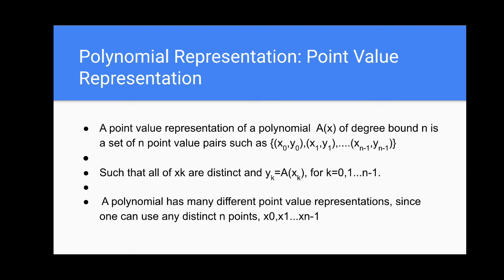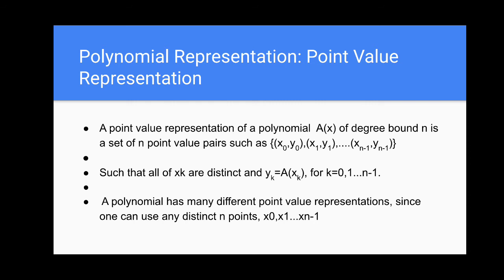Now switching over to the next type of representation, which is prevalent in computers, the point value representation. A point value representation of a polynomial A of x of degree bound n is a set of n point value pairs such as (x_0, y_0), (x_1, y_1), and so on up to (x_(n-1), y_(n-1)). It is nothing but a representation of n different points on the polynomial, such that all x_k are distinct and y_k is obtained as A of x_k, where A of x is the polynomial representation which we have already discussed.